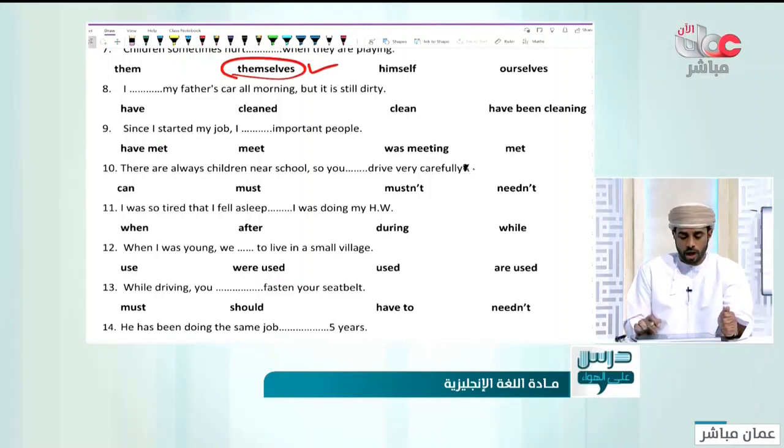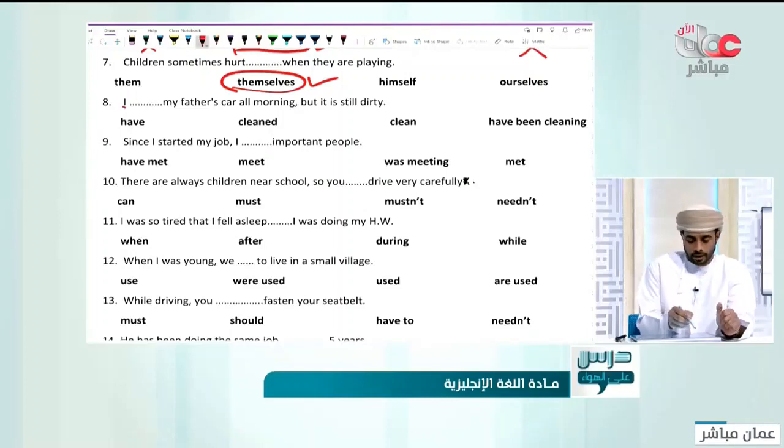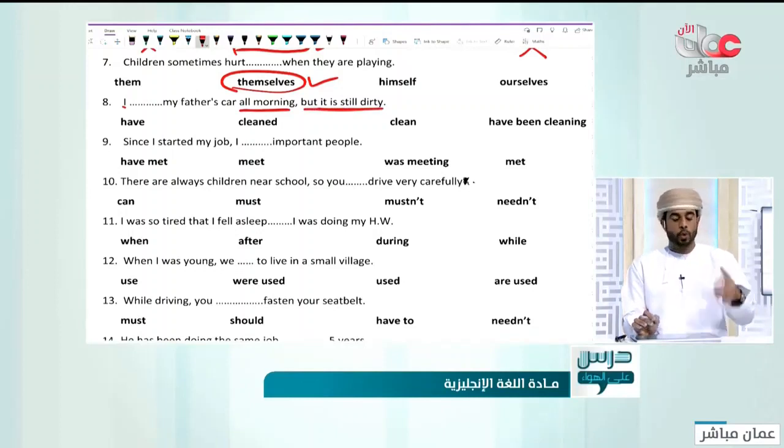My father's car all the morning, but it is still dirty. See the words "all the morning", of course, because it will decide have or has. It is really important in here, but it is still dirty. So it shows that you have been doing certain things all the morning. Are you still doing it or not?